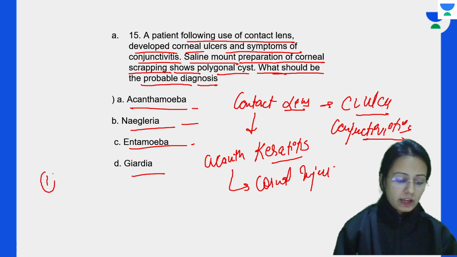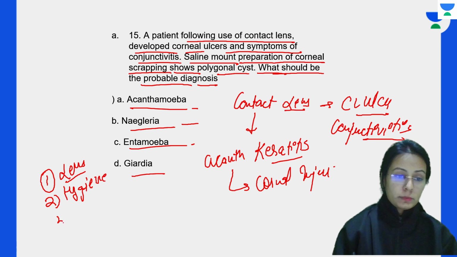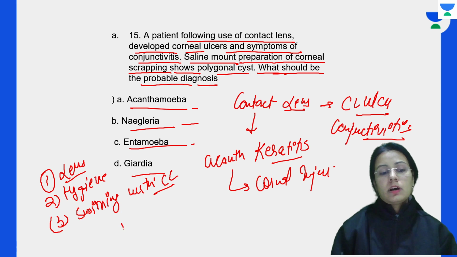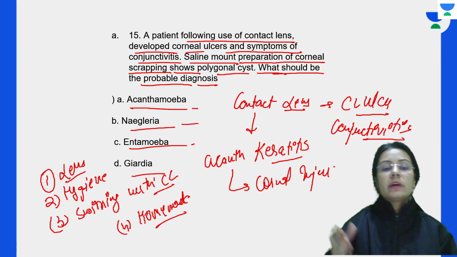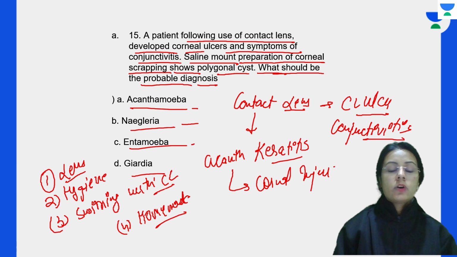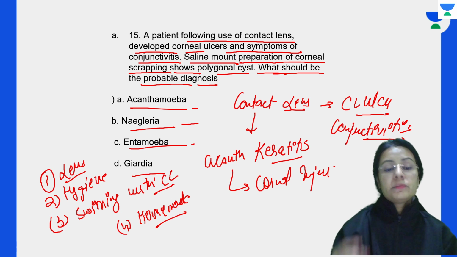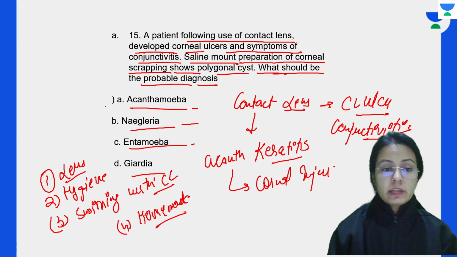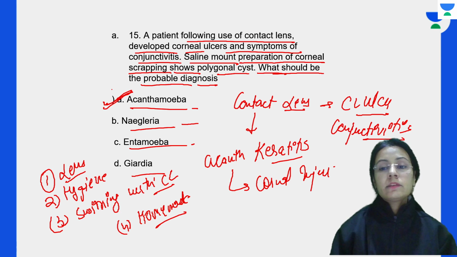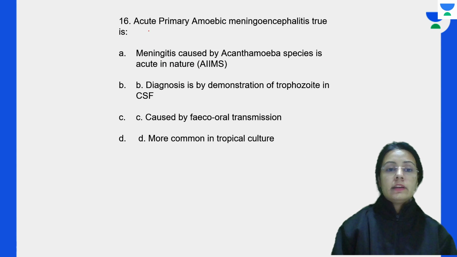And we have the risk factors: extended use of contact lenses, a breach in hygiene, swimming with contact lenses, or use of homemade solutions for the lenses. That is, we are compromising the hygiene of the lens and the cornea, or swimming with the lens and wearing the lens for a long period of time. That is Acanthamoeba keratitis, presenting with corneal ulcer and conjunctivitis.